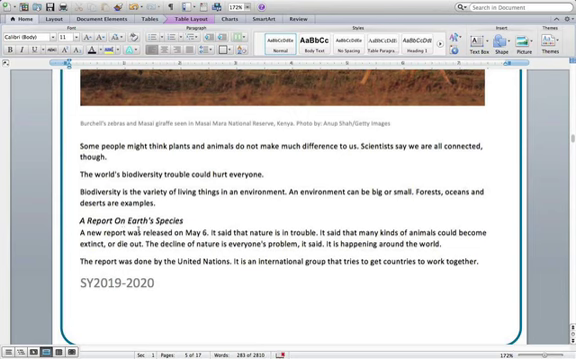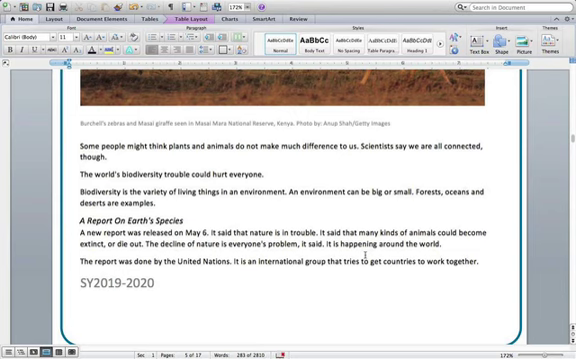A report on Earth's species. A new report was released on May 6th. It said that nature is in trouble. It said that many kinds of animals could become extinct or die out. The decline of nature is everyone's problem, it said. It is happening around the world. The report was done by the United Nations. It is an international group that tries to get countries to work together.